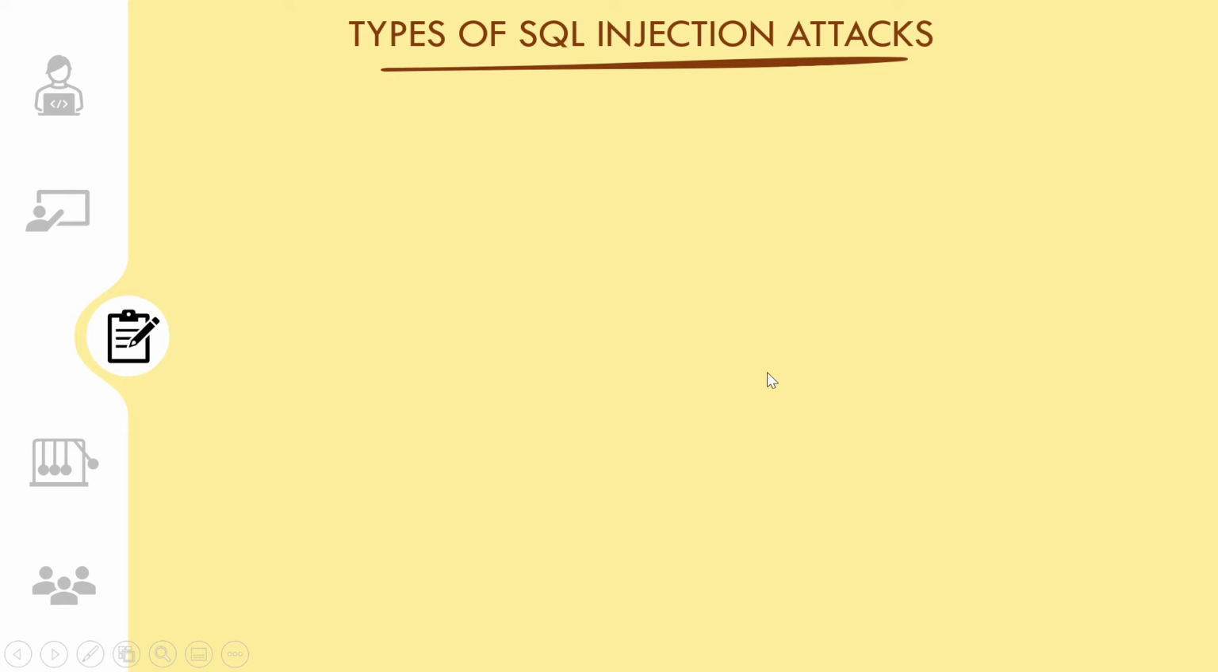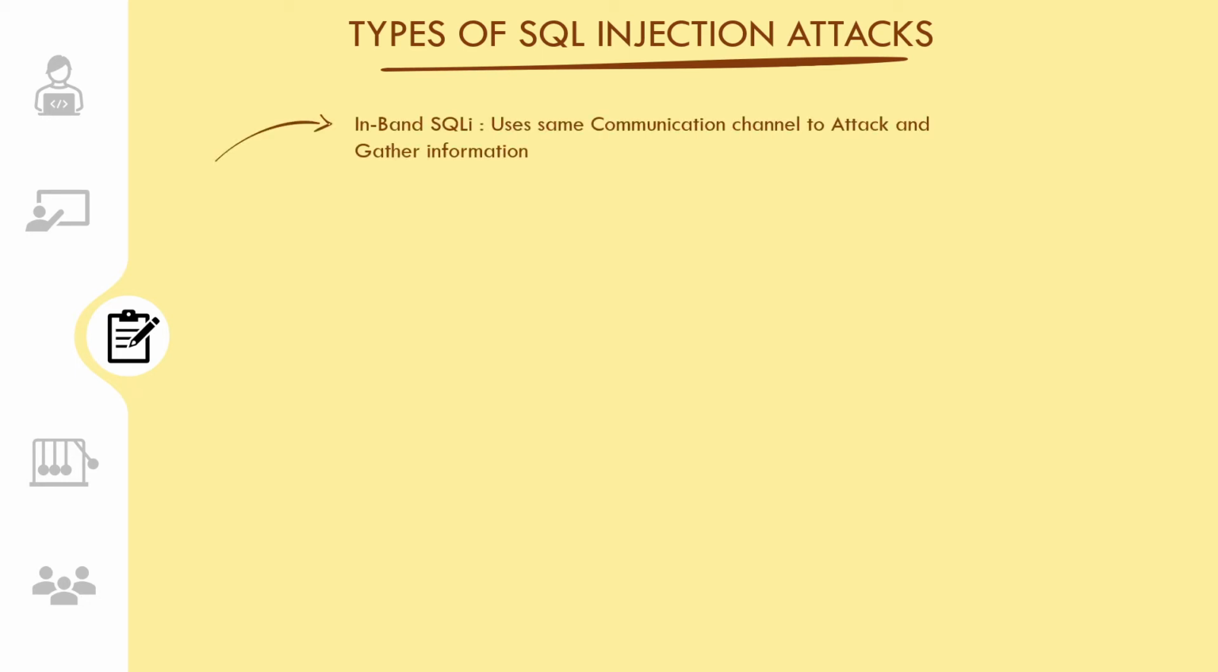Now let's see the types of SQL injection attacks which are used. First we have in-band SQL injection. Here the attacker will be using the same communication channel to attack and gather information. Next attack we have is blind SQL injection. Here no data is transferred by the web application, so the attack is called blind. The attacker basically reconstructs the entire DB structure from the attack.